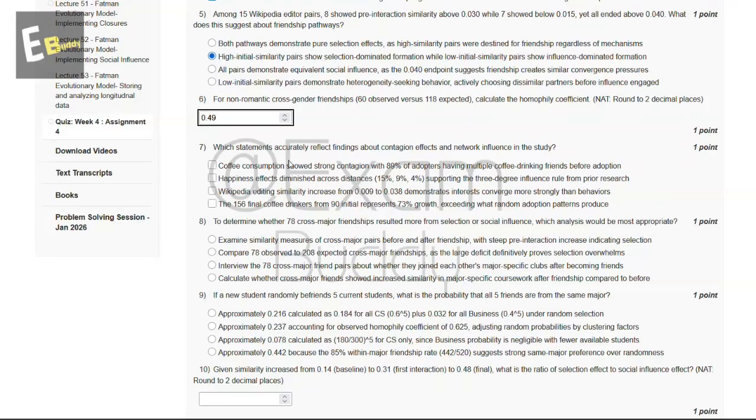And now let's go to our question number 7. Which statements accurately reflect findings about contagion effects and network influence in the study? So these are the options, and the answer of our seventh question is A, B, and D.